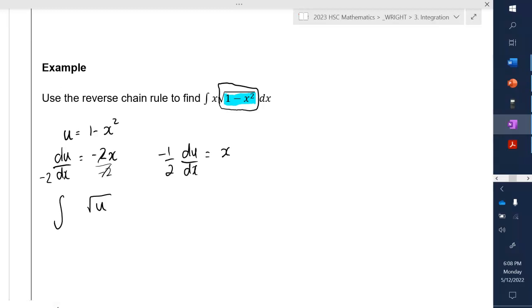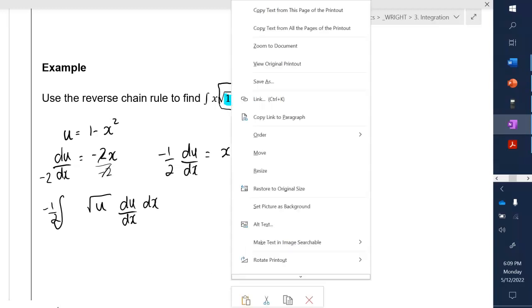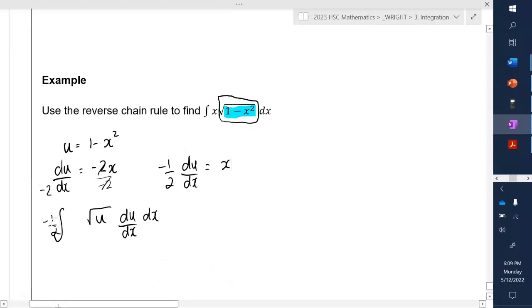And that's what I'm going to substitute in here for my x. So I'm going to have, I might just pop it out the front, minus a half. I might put my du dx here at the end because it looks a bit neater. And I've still got a dx. So let's have a look at what I've done again. If you like, I'll pop that minus a half back in under the sign, if that's something you would prefer for now. Okay, so let's go through it again.